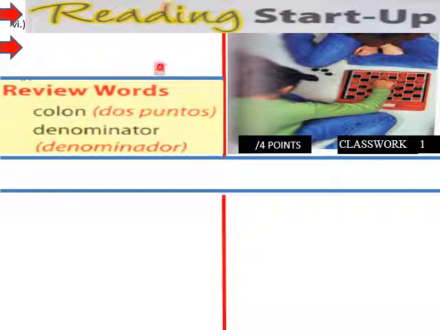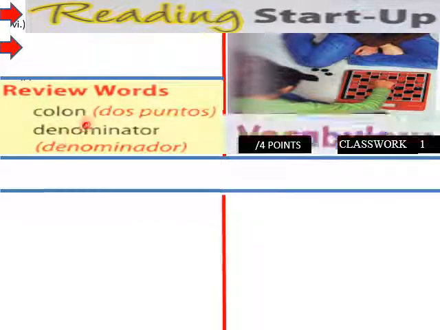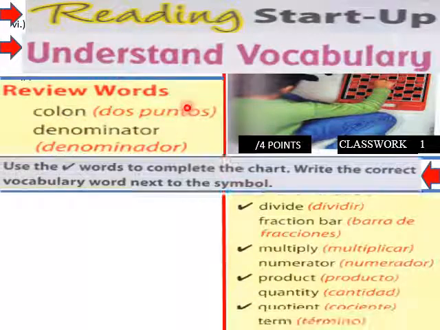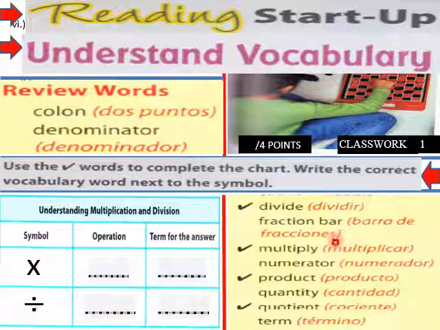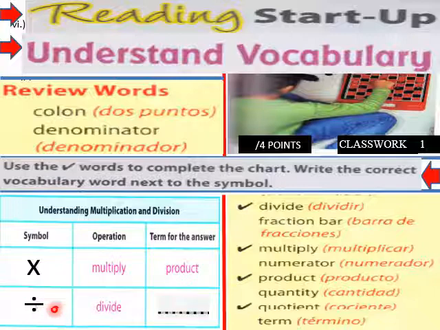We have a reading start-up here with review words, numerator and denominator. Understand vocabulary: here are your check words to fill out this chart. What is this symbol for? Multiply, and the term for the answer of a multiplication problem is product. What's this symbol? Division. What's the operation? Division, divide, and the term for the answer of a division problem is a quotient.